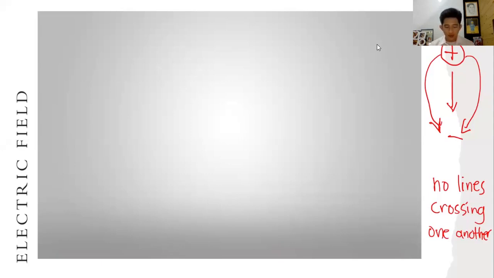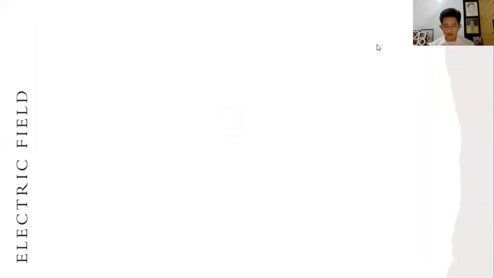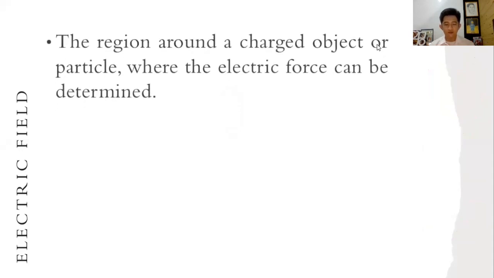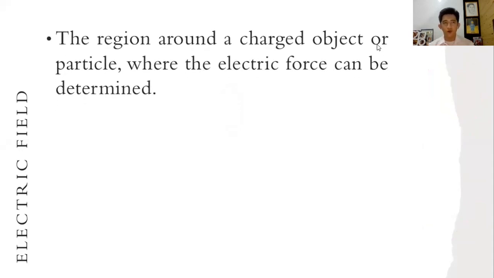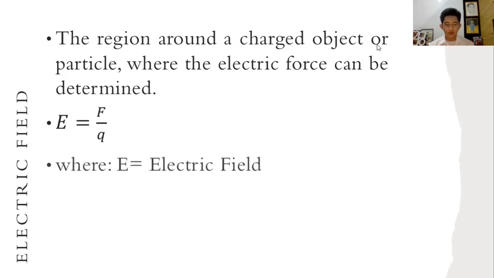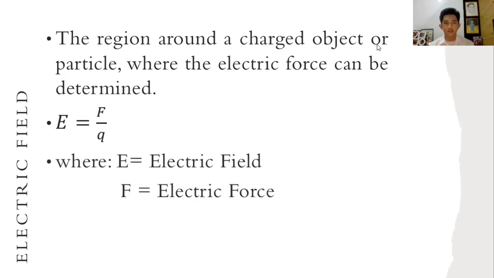So let's take a look at this simulation from PhET, how we are able to distinguish the electric field lines. So before that, let's take note of the definition of electric field. It's a region around a charged object or particle where the electric force can be determined. And we can calculate for the electric field intensity as E is equal to F over Q, where E is your electric field, F is the electric force or electrostatic force, and Q is the charge of a particle.